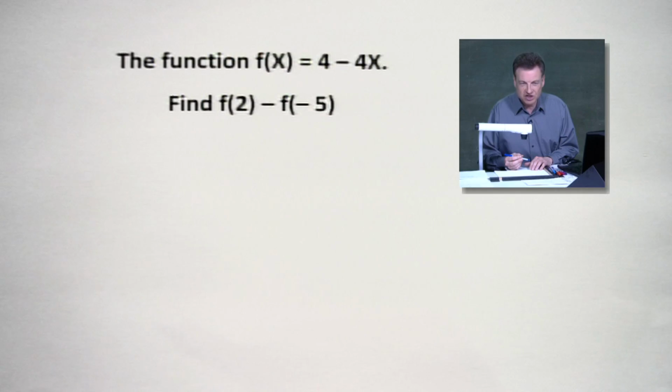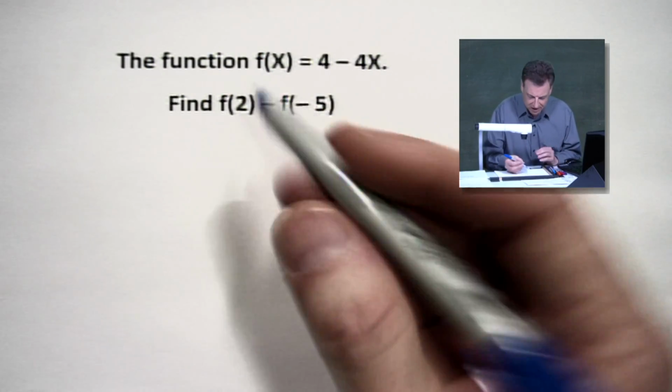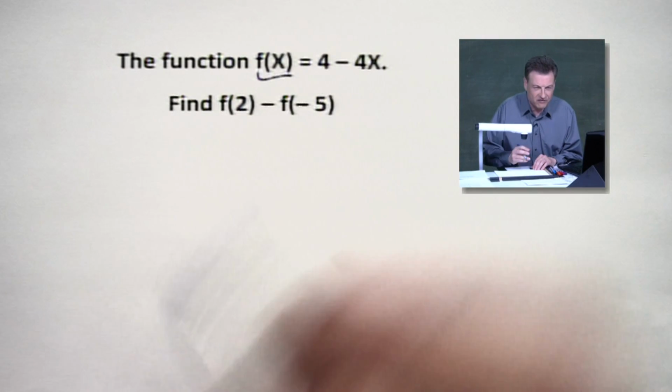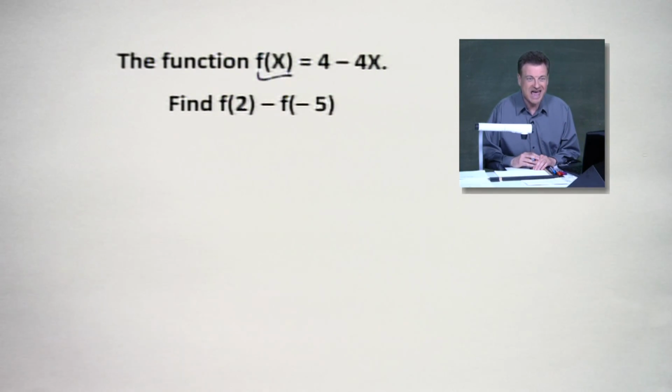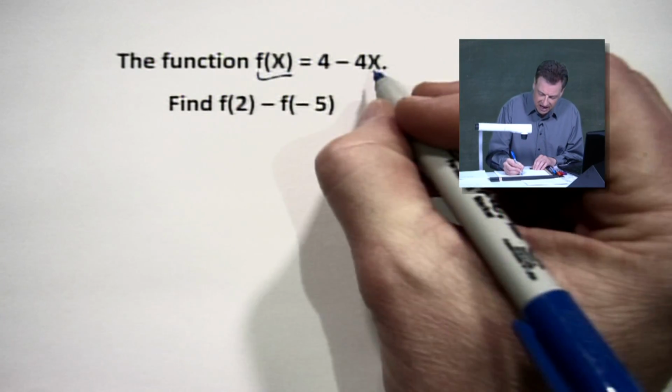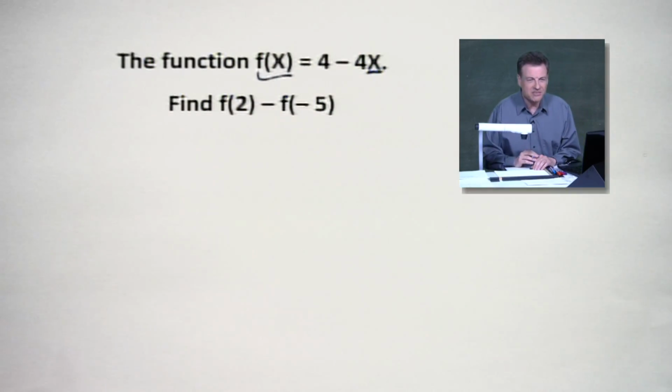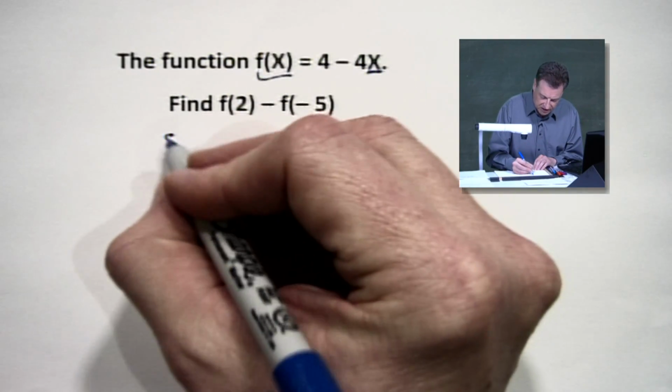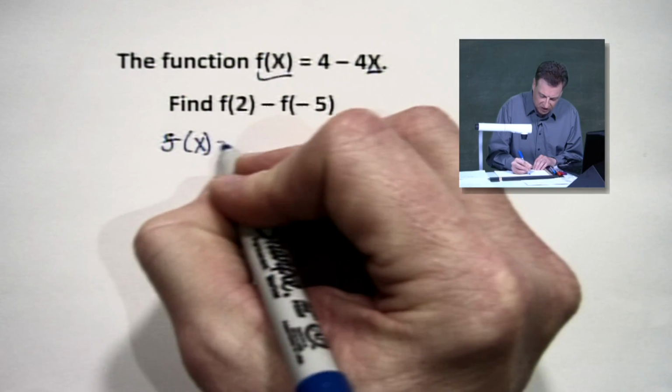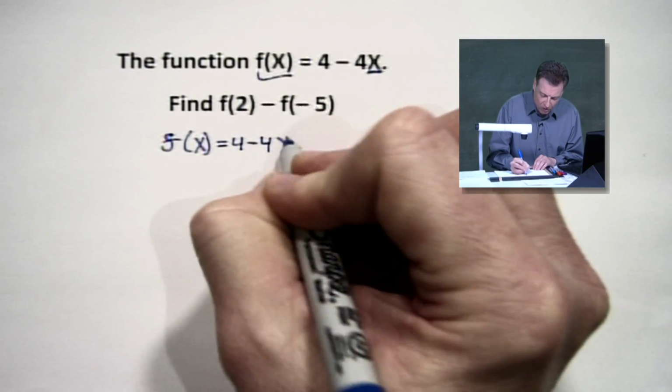It means a function of x. The f is short for function. We could have put any letter we wanted up there, but we've got an f working for function, a function of x. And there's the x that we're worrying about right there. So I'm going to bring it right down here. F of x equals 4 minus the 4x.